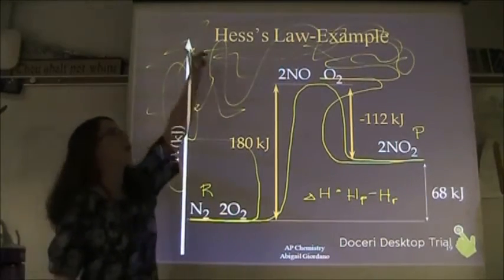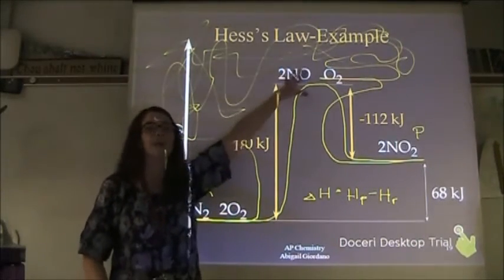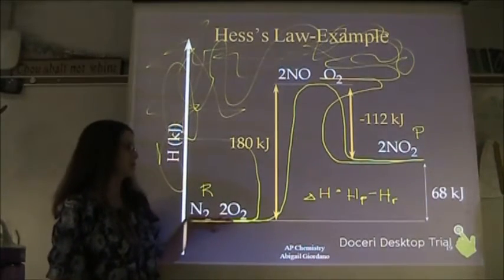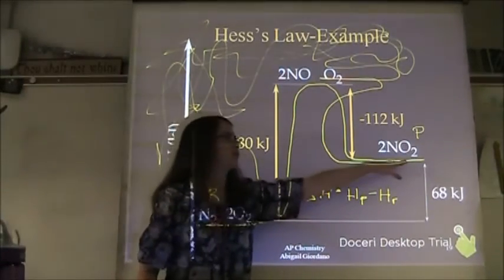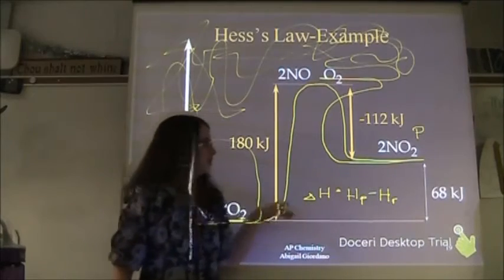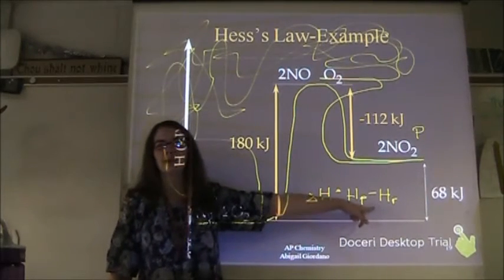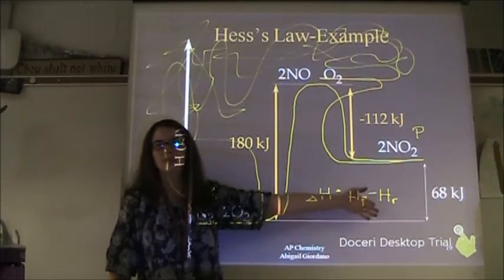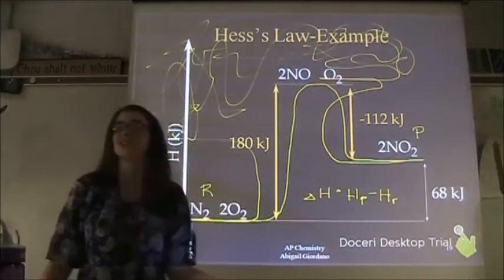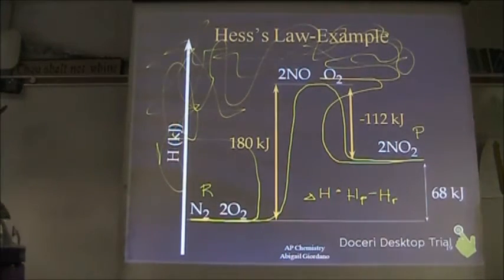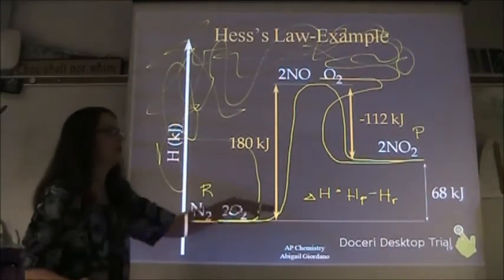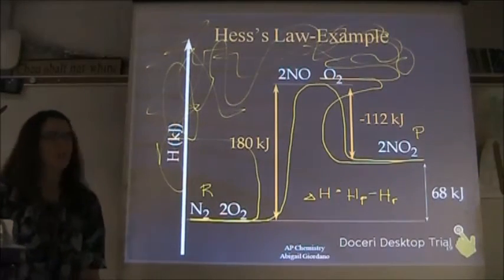Okay, even though I went this crazy roundabout way to get from my original reactants to my final products, will this subtraction give me a different number? No. Okay, and that's what Hess's law says. It doesn't matter how you get from beginning to end, the overall change is the same. Okay?